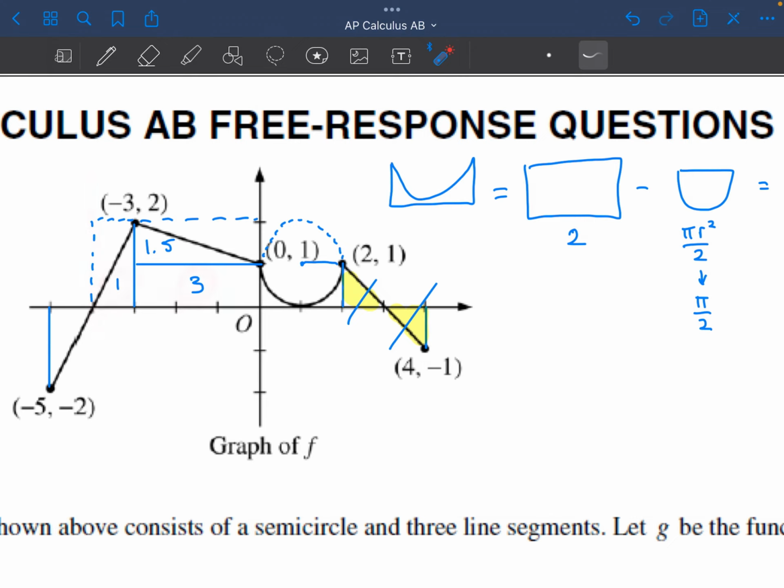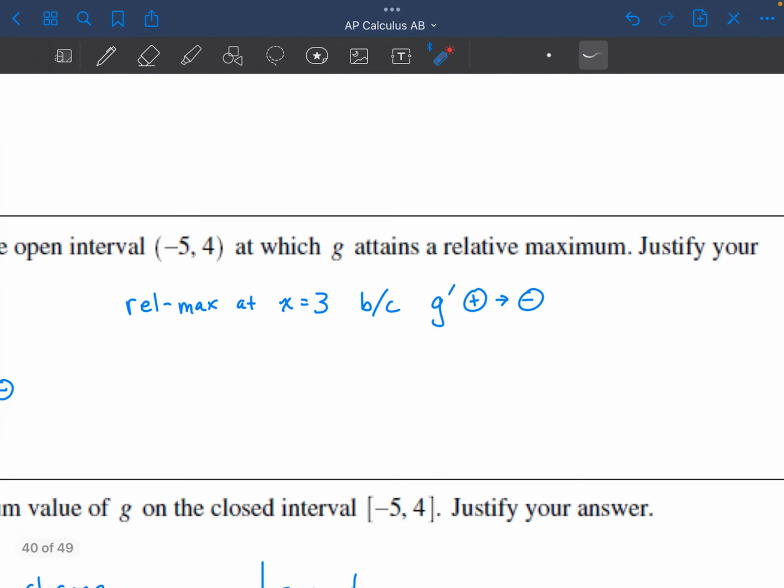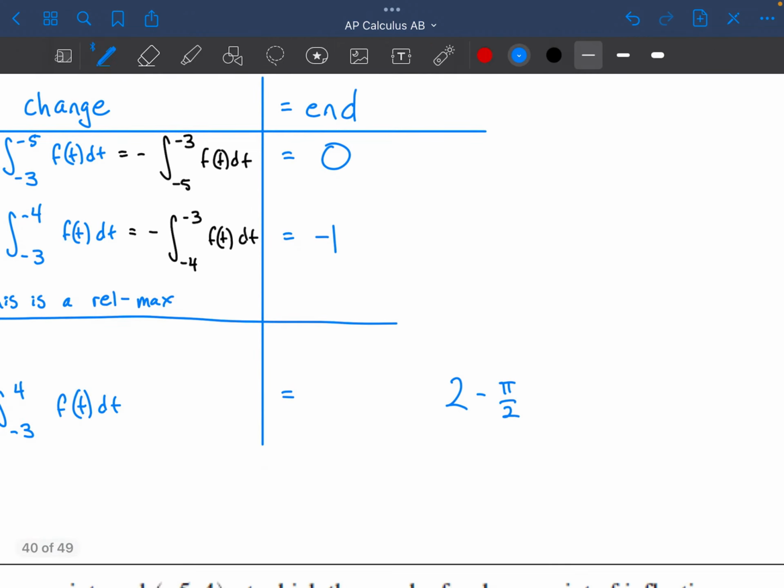So I have 1 plus 3, which is 4, plus 1.5 is 5.5. So I'm going to come over here and say this is going to be equal to 5.5 plus all of that. And I can move that a little bit closer, make it look organized. And that's just going to be 7.5 minus pi over 2.